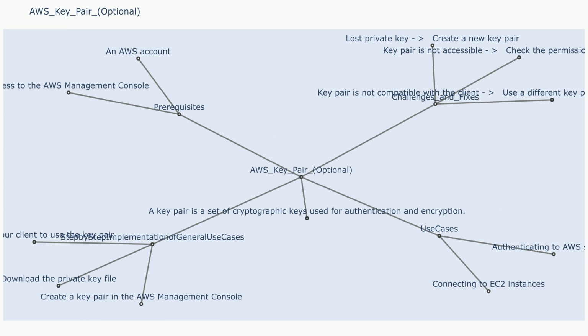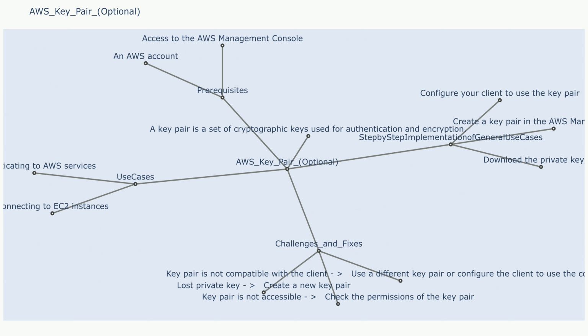The AWS Management Console will prompt you to download a private key file. This file is a text file containing your private key. It is important to keep this file secure, as anyone who has access to it can use your private key to access your AWS resources.